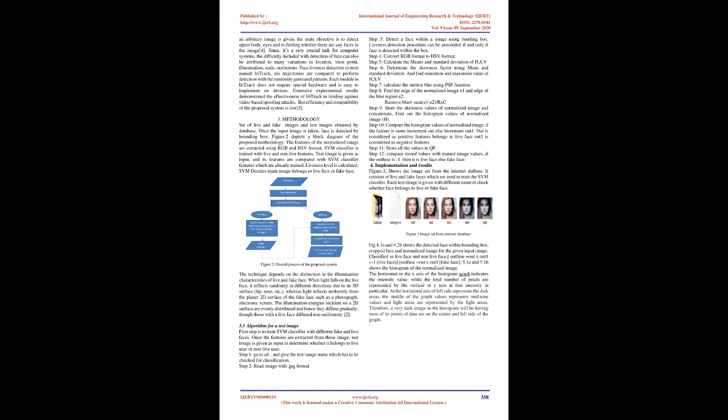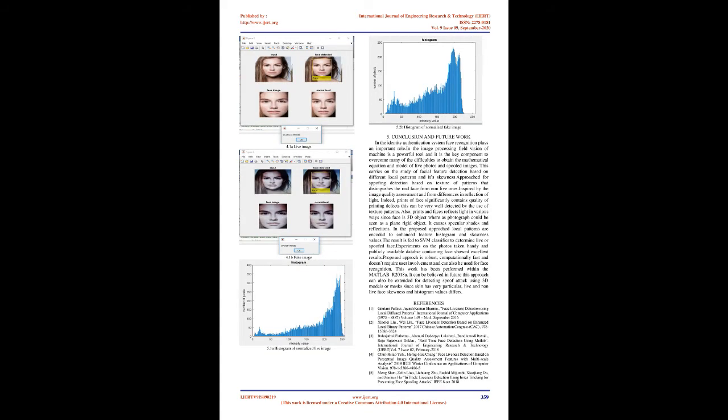In face detection, an arbitrary image is given. The main objective is to detect upper body, eyes, and to find whether there are any faces in the image. Since it's a very crucial task for computer systems, the difficulty involved with detection of face can also be attributed to many variations in location, viewpoint, illumination, scale, and occlusions. In the face liveness detection system named IRI-TRACK, iris trajectories are compared to perform detection with randomly generated patterns. Each module in IRI-TRACK does not require special hardware and is easy to implement on devices.